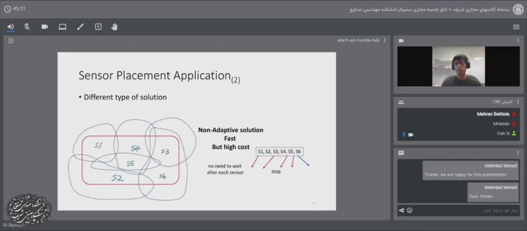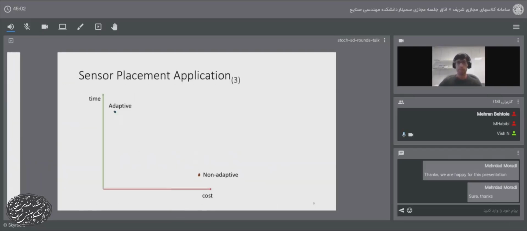But the bad thing is, because you had to pre-commit to the set of sensors that you activate, it's likely to be more expensive in terms of the objective value. So what we've seen is, for this sensor placement application, there are 2 kinds of solutions that have these kinds of extremal behavior in terms of the cost, which is the objective value, and the implementation time. So an adaptive solution tends to have lower cost but higher time to implement. On the other hand, the non-adaptive solution has higher objective value, but it requires less time to implement.